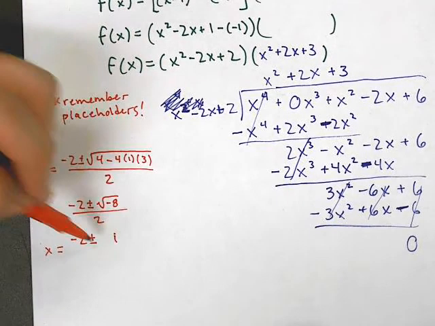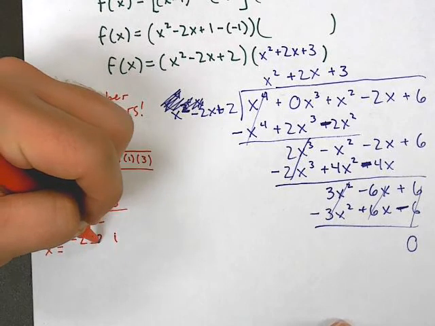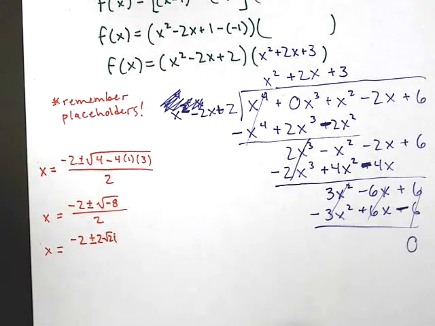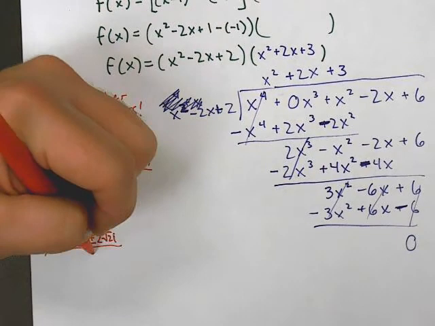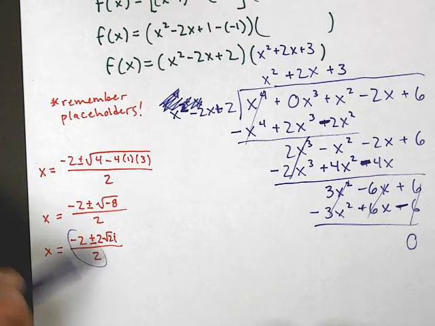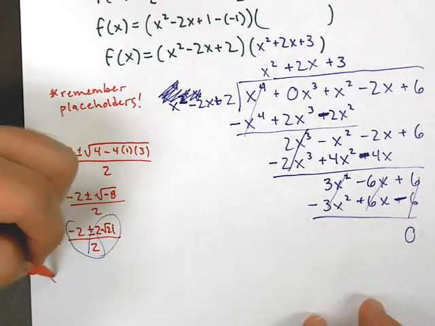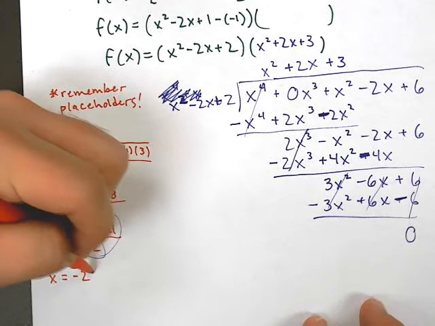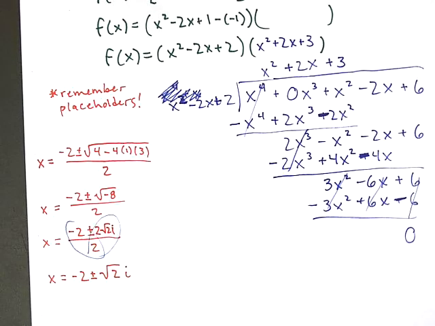What's going to go here? Square root of 8. Well, we can definitely take out a 4, and then we would have 2 left over. Okay, so 2 root 2 i. This is still all over 2. If you use your heart method, we know that we have negative 2 plus or minus root 2 i. Those are our zeros.